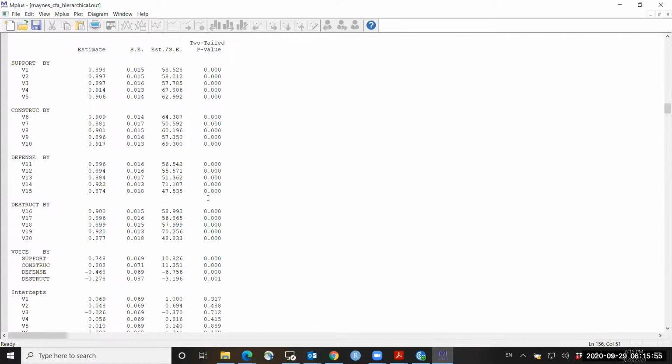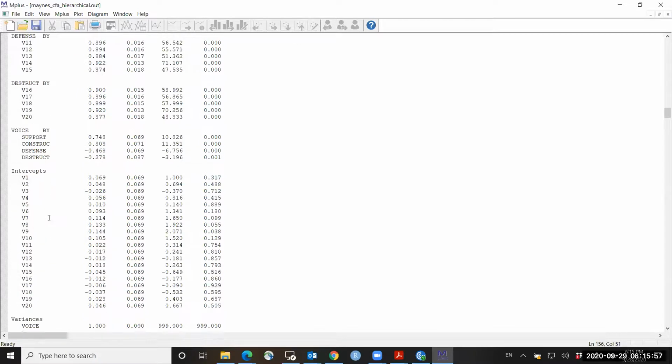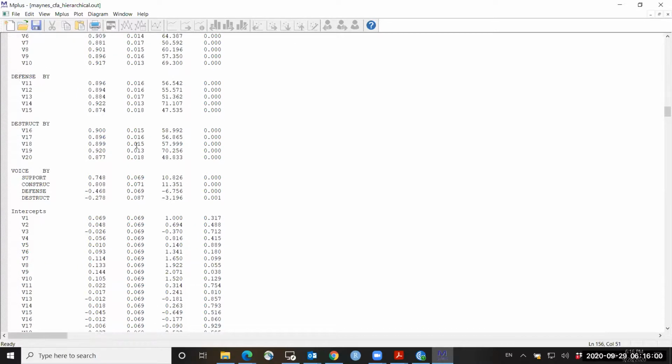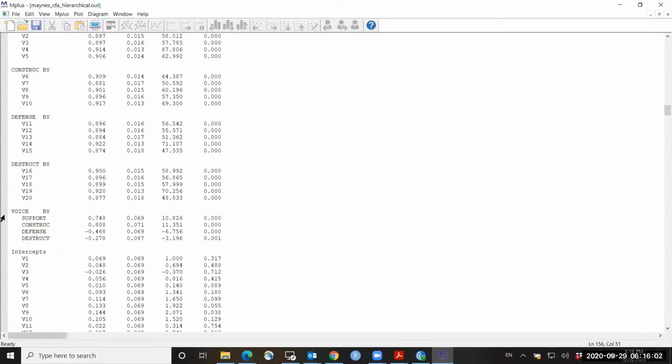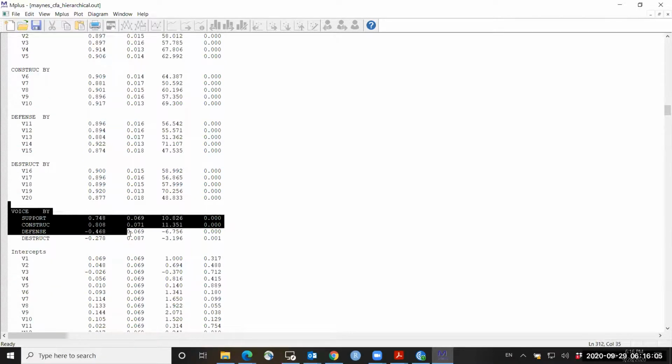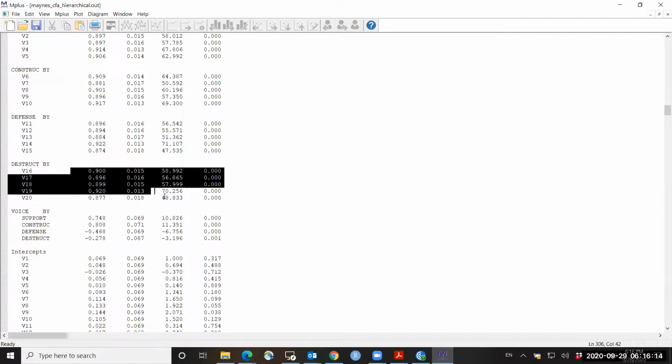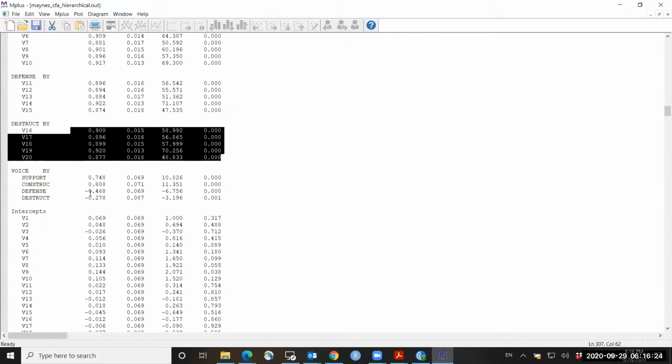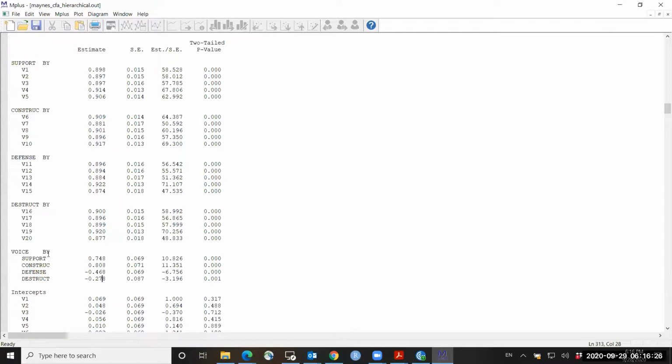I mean, I wouldn't expect them to be affected, but now we have the second. So we have the first order loadings, and we have the second order loadings, and they are excellent. Well, the first order loadings are excellent. The second order standardized loadings are not as high. They're high for supporting construct, but not for defense and destruct.